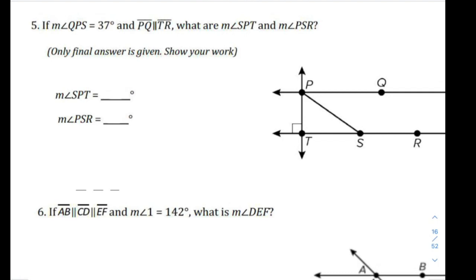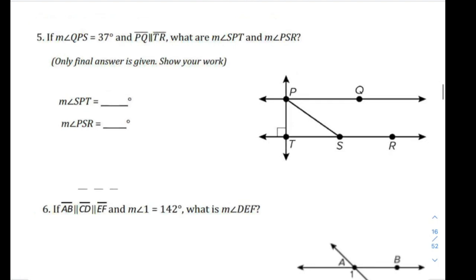If measure of angle QPS, QPS is this one, is 37, and PQ is parallel to TR. This line is parallel to this line. If the lines are parallel, then the other criteria that we have mentioned before, the corresponding angles, alternate interior angles, alternate exterior angles are congruent, and also the consecutive angles are supplementary. So you have to put that into your mind when you solve.